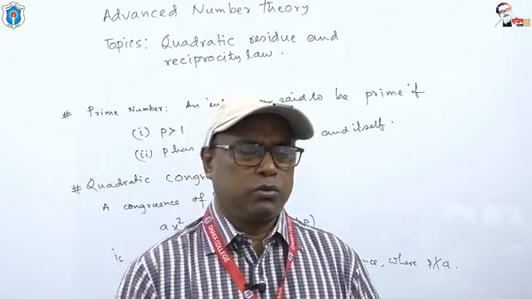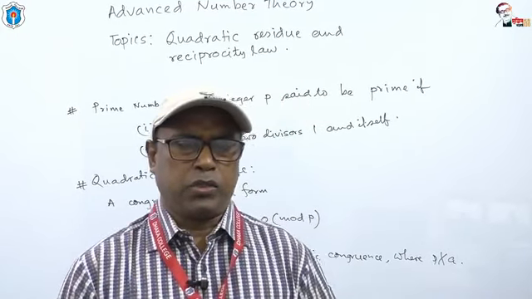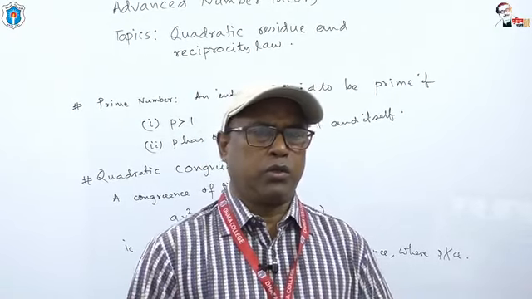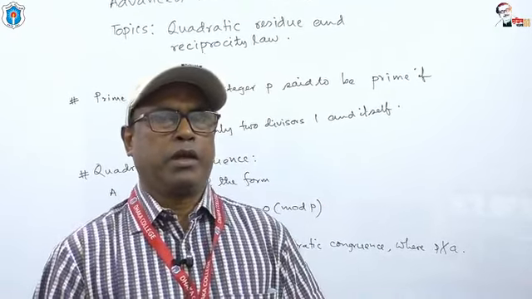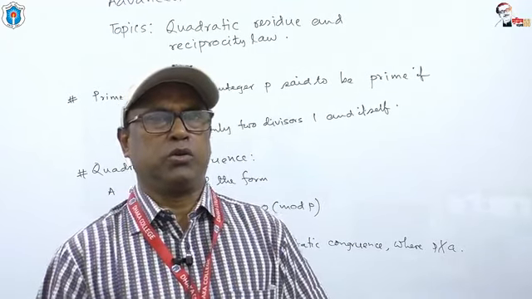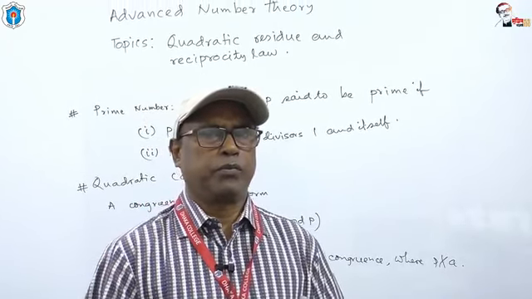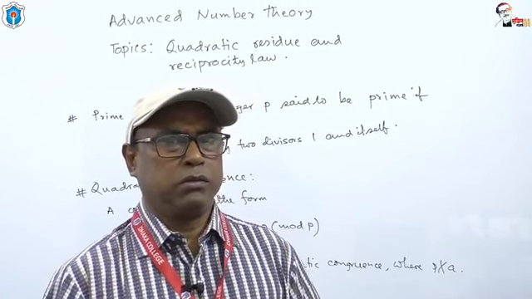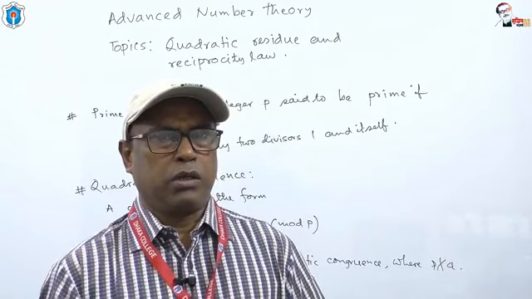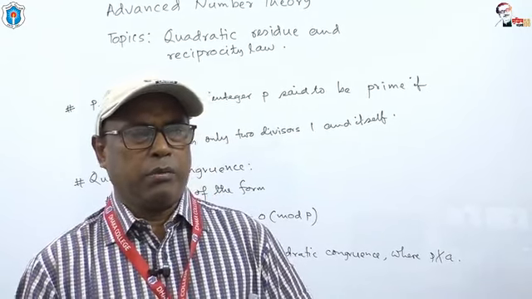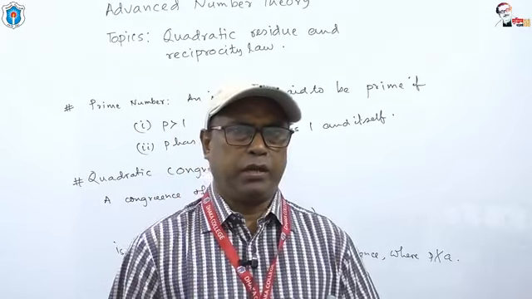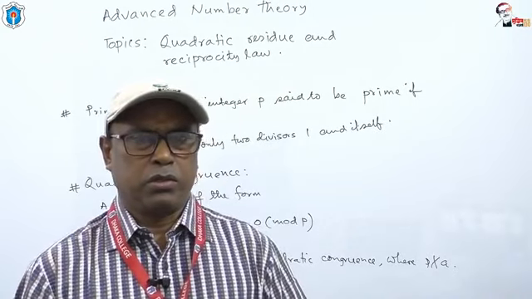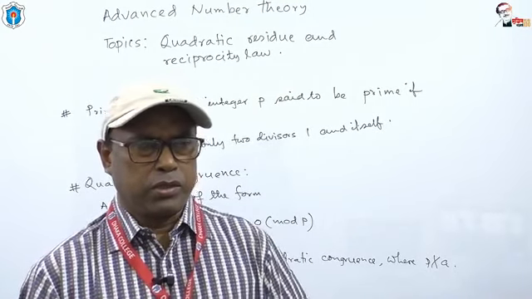And also we discuss another topic, quadratic congruence. An equation of the form ax square plus bx plus c congruent to 0 mod p is called the general quadratic congruence, where p does not divide a. If p divides a, it becomes a linear congruence. So p does not divide a.